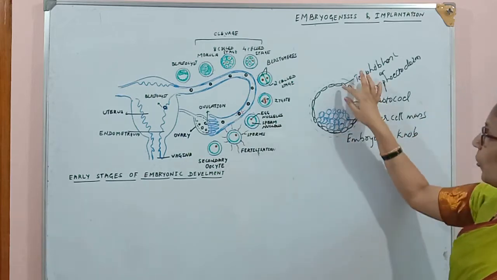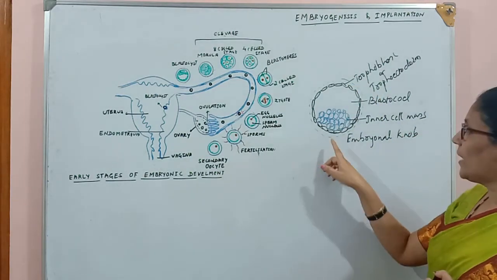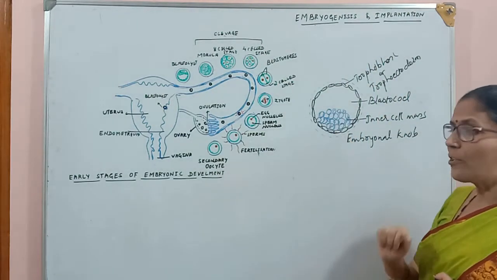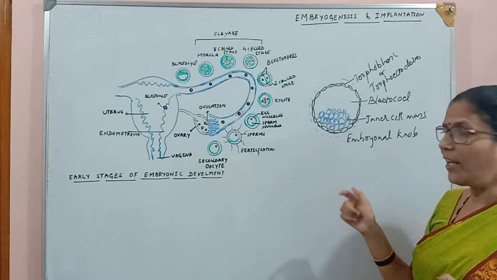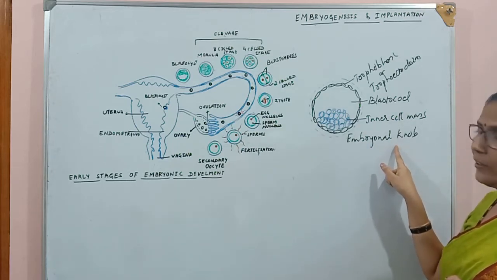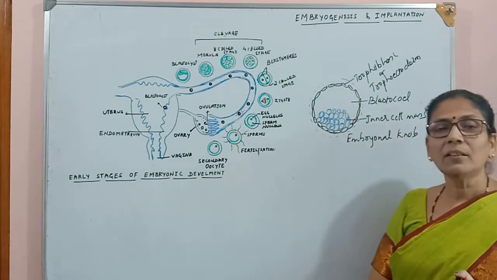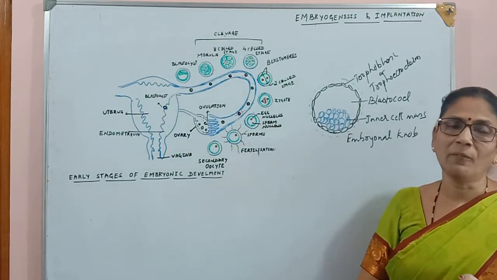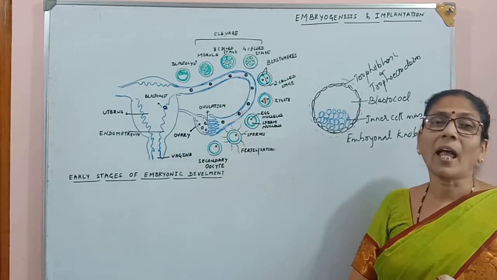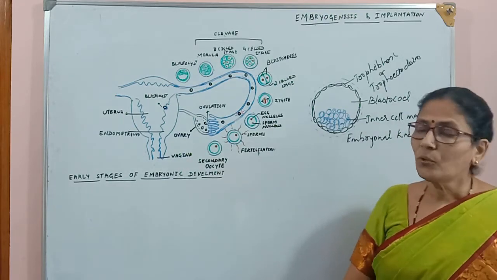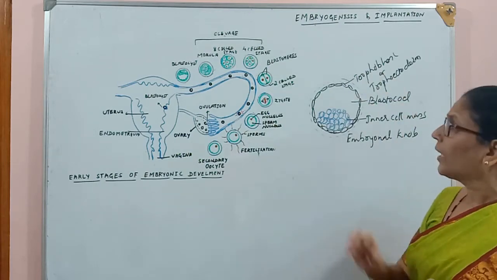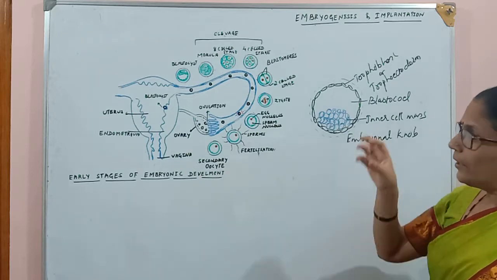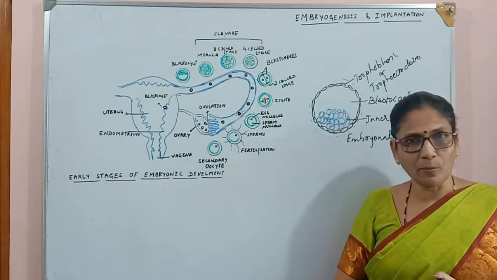So two poles are created. We may call them the animal pole and the vegetal pole. The animal pole we also call the embryonal pole, where the embryonal knob is present, and the pole opposite to the embryonal knob, where no embryonal knob is there, is called the vegetal pole or abembryonal pole. So two poles are created, and when this blastocyst enters the uterus, it occupies the endometrium wall.